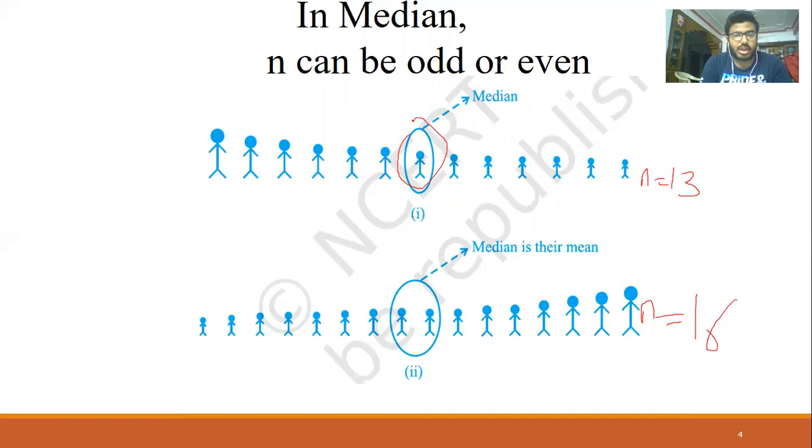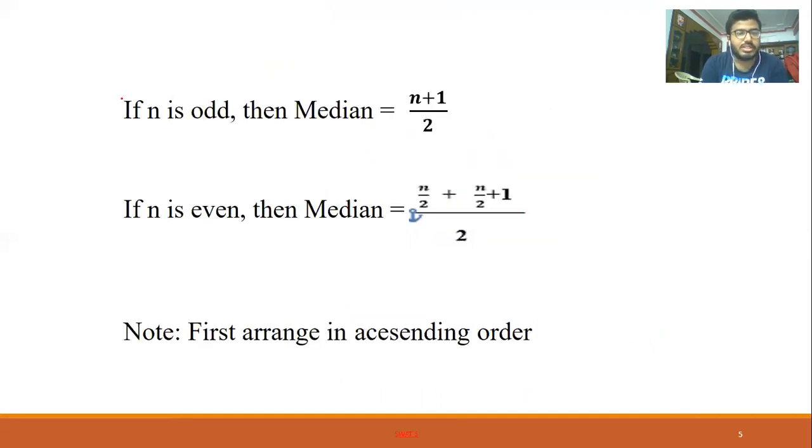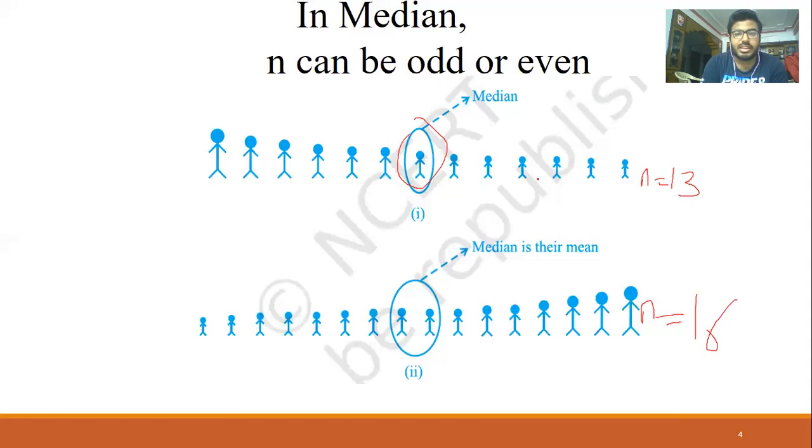So I'm just revising. If n is odd, then it is n plus 1 divided by 2. If n is even, then n upon 2 and n upon 2 plus 1, their mean. First you have to arrange the data in which order? Ascending order or descending order. Any way you have to arrange it. Ascending or descending order, you have to arrange it and do it. So this is how ungrouped data are calculated.